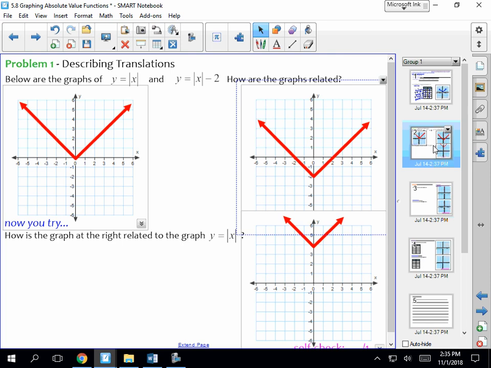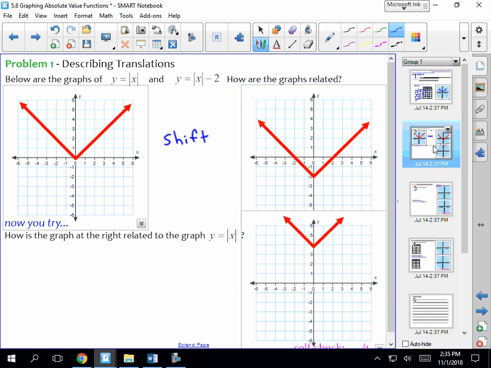We say it's shifted or translated. Shifted is another word for translated. So this one is shifted 2 units down. And notice how the equation's written. Do you see this up here? It's the parent graph, absolute value of x, minus 2 shifts it 2 units down.